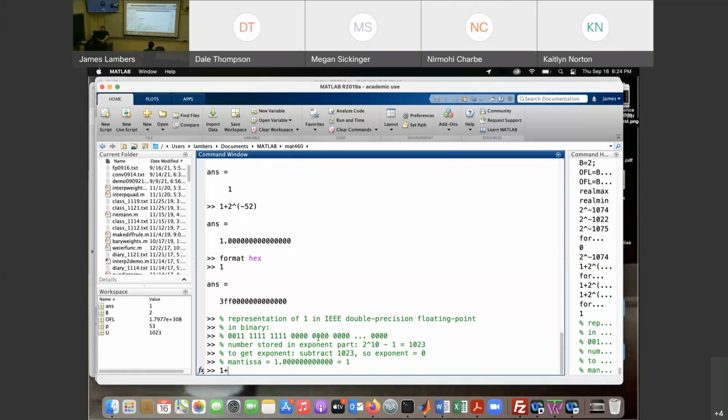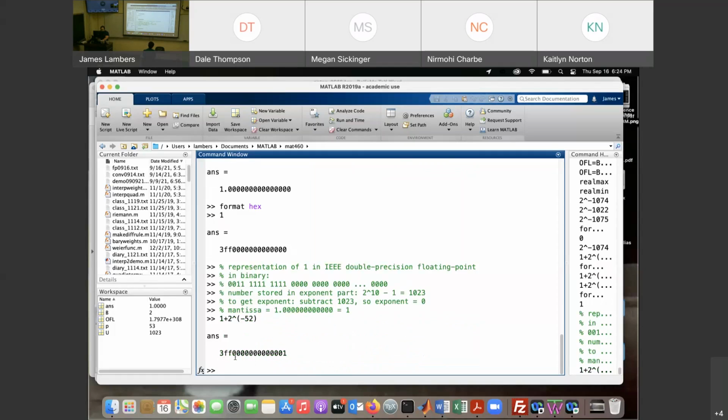Now, if I do 1 plus 2 to the minus 52, it's almost the same, but we have this 1 here. So there's a 1 in the space corresponding to 2 to the minus 52.